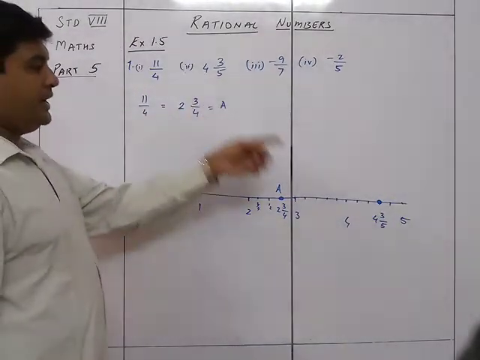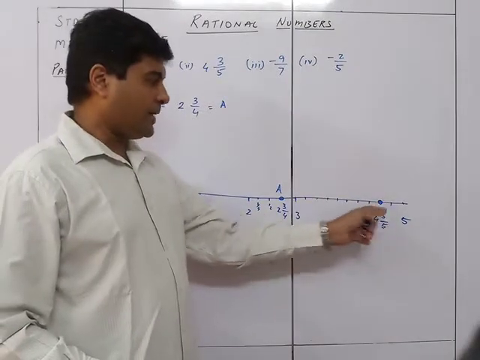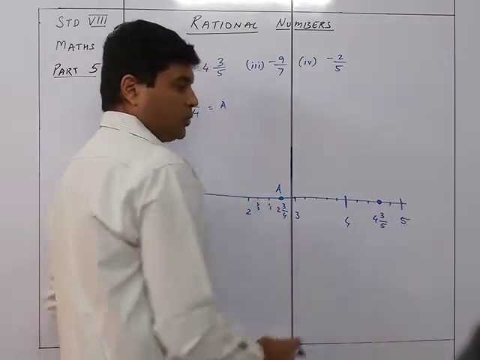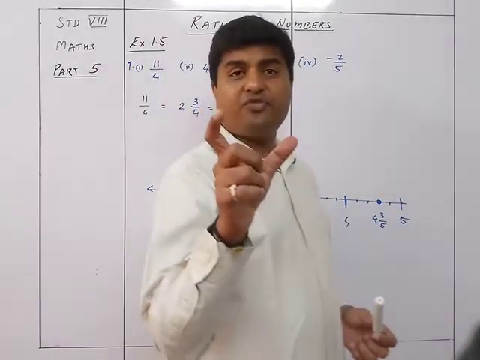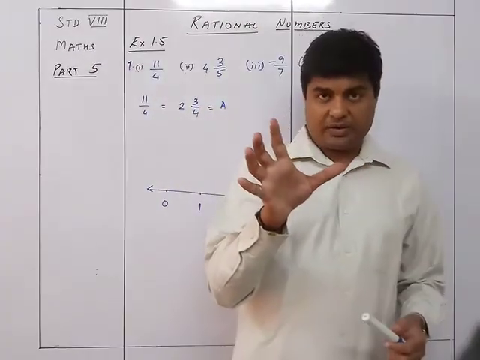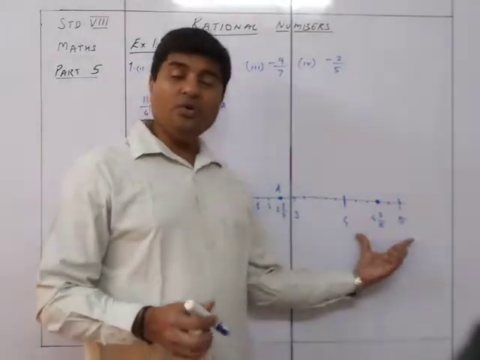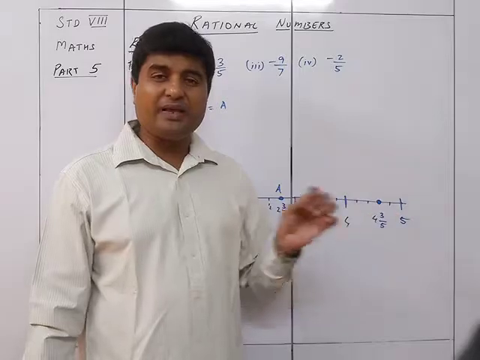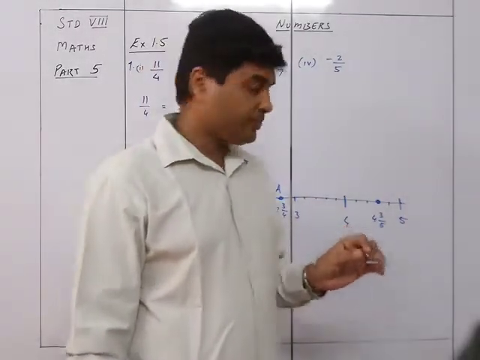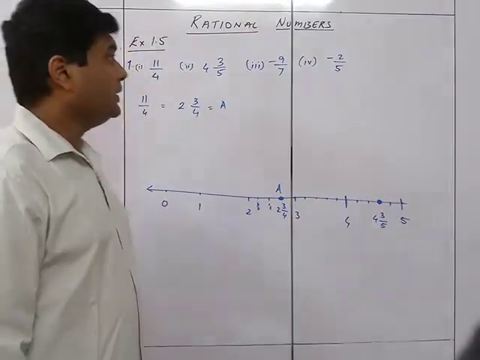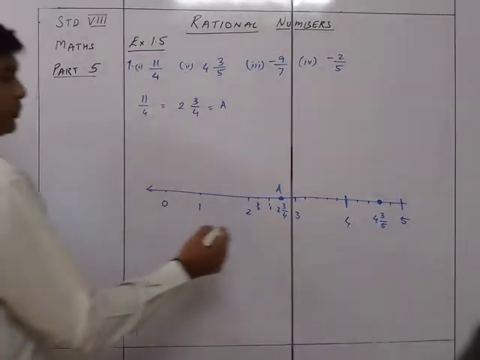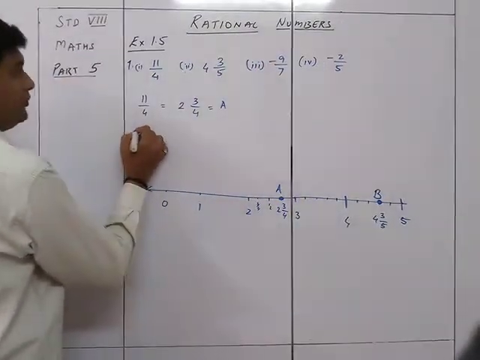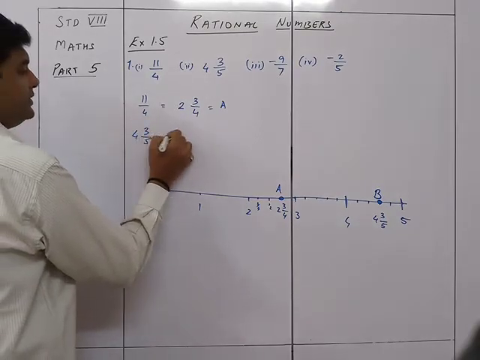So 4 3 upon 5 will be this particular part, because we can see this is 4, this is 5. What I am doing is that between 4 and 5 I am dividing into 5 parts, and the third part of that is your 4 3 upon 5. So that is given over here. We'll mention this is point B, which is over here. So 4 3 upon 5 is the B part.